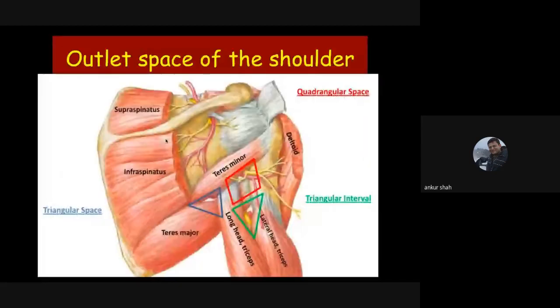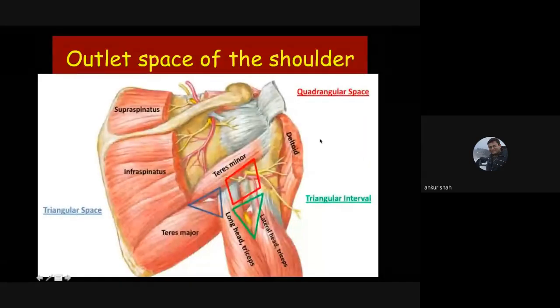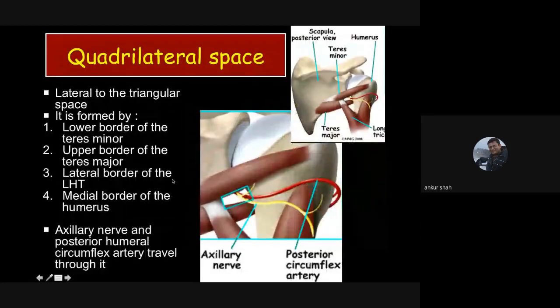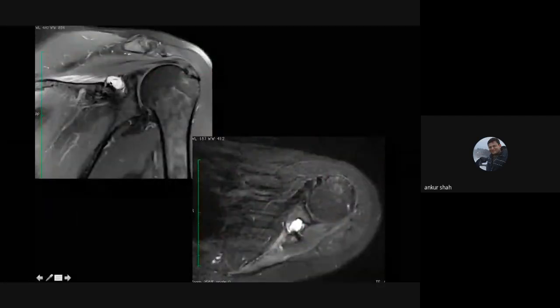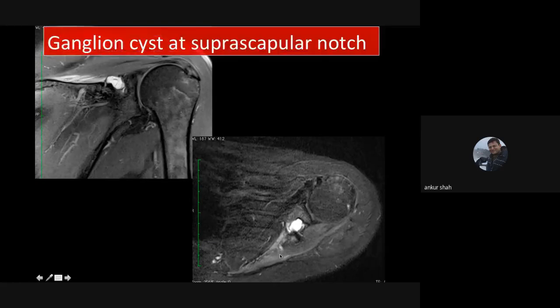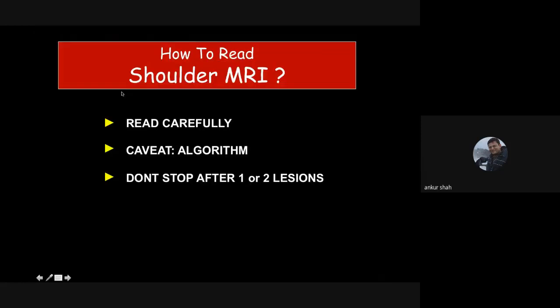Lastly, about the outlet spaces, we know that there are two important spaces. One is the triangular space, the other is the quadrangular space. So look for any edema or fluid collection in these spaces, which can cause compression of the axillary nerve, and then it can result in denervation changes in the muscle. We already saw one case. This is one more case where there is a small cyst at the suprascapular notch, and this can result in denervation changes in the muscle. So this is a ganglion cyst which is causing compression of the suprascapular nerve.